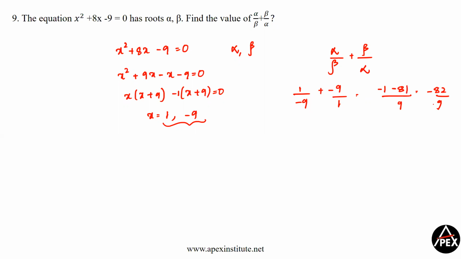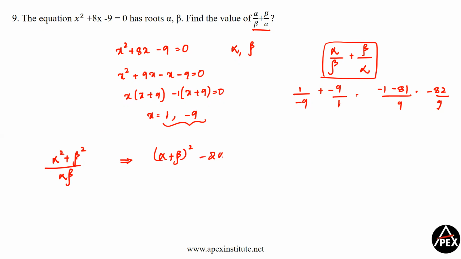Solving this question, finding the value of alpha and beta, and then substituting the value of alpha, beta in the given expression. The second way of doing this is, when I look at alpha by beta plus beta by alpha, the first thing I will do is take the LCM of this. So you will be getting alpha square plus beta square in the numerator and alpha beta in the denominator. Using algebraic identities, I can write alpha square plus beta square as alpha plus beta whole square minus 2 alpha beta, by alpha beta. Or this can be written as alpha plus beta whole square by alpha beta, minus 2.